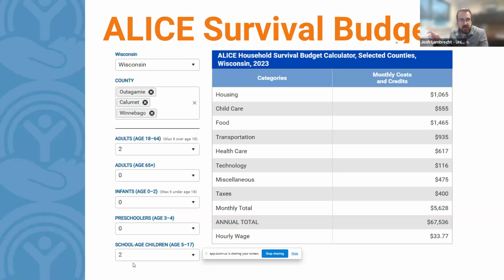Thinking about our community, where might you be able to find a rental property or a house that you could afford for that cost? The idea is that if you can't find something at $1,065 for housing, somewhere else in this budget is where those dollars are going to come from. For a family of 4 with 2 school-age children to be at the ALICE threshold budget, we're talking about an annual total income of about $67,536, or an hourly wage of $33.77.